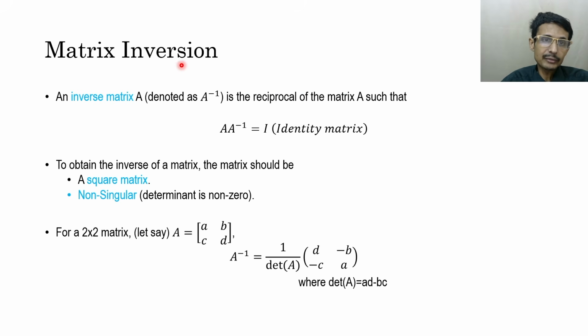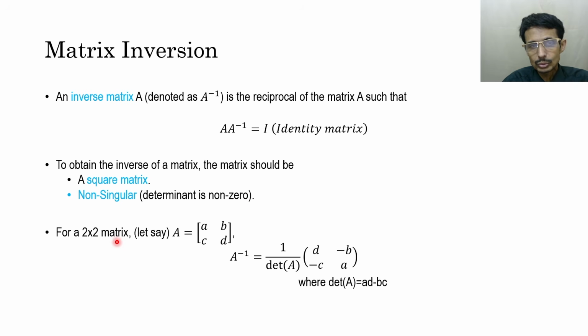Next is matrix inversion, and that is a very important concept. The inverse of a matrix, denoted by A to the power minus 1, is the reciprocal of the matrix, such that A multiplied by A inverse is equal to the identity matrix. To get the inverse of a matrix, the matrix should be a square matrix and non-singular. The determinant is non-zero.